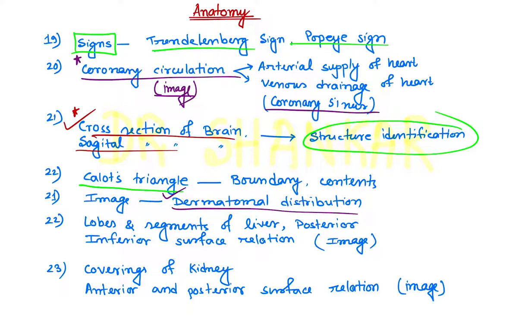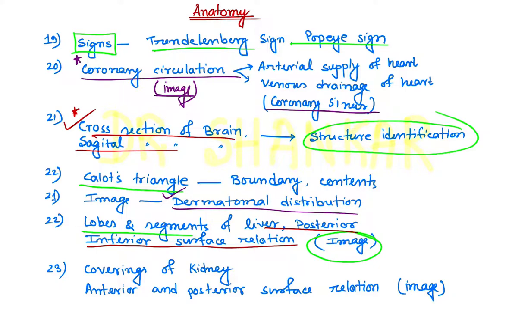Next, lobes and segments of the liver are important. Then liver image based questions for the posterior and inferior surface of the liver, along with porta hepatis, bare area of the liver, ligaments of the liver, like ligamentum teres hepatis, ligamentum venosum, and their embryological basis of origin. And various impressions, like cardiac, stomach impression, renal impression, colonic impression, jejunal impression. So these things are important.